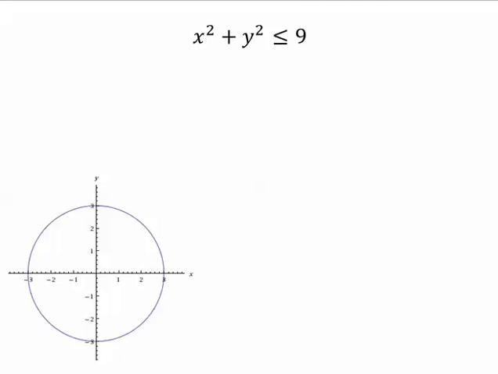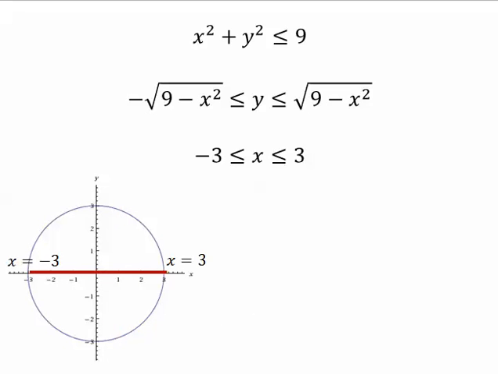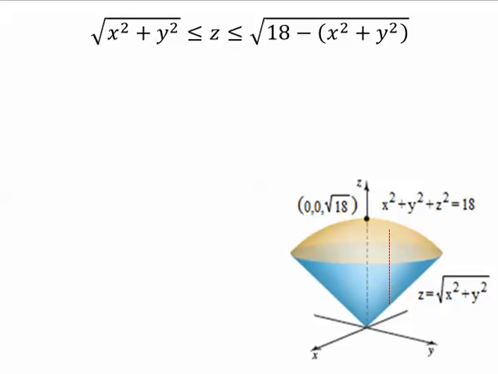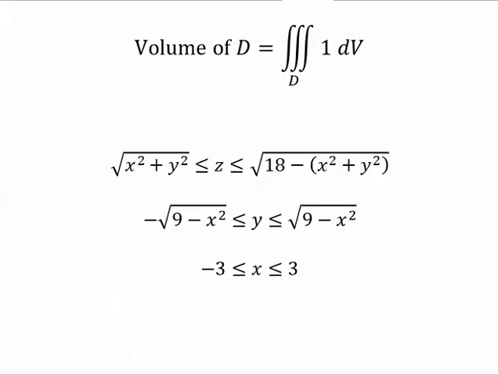So when I set up my bounds, I see that y runs from the bottom of the circle to the top of the circle, and x is going to run from -3 to +3. Now z goes between the cone and the sphere. And as I said, y runs from the bottom of the circle to the top of the circle, and x runs from -3 to +3. So using these bounds, I'm ready to set up my integral.